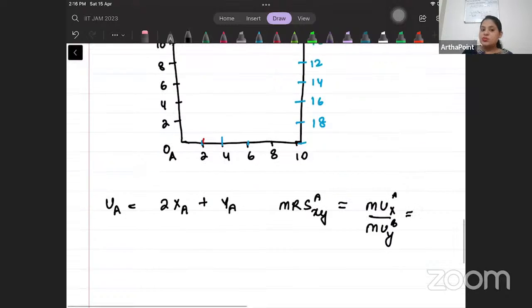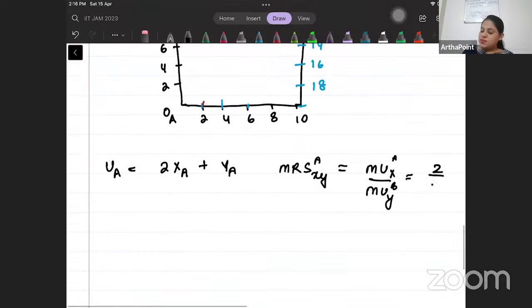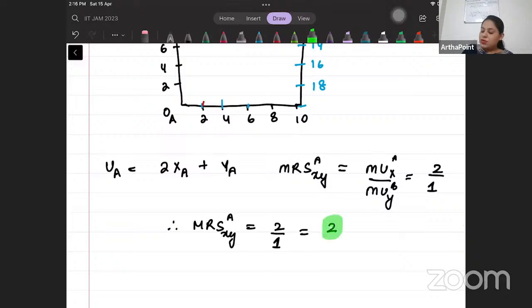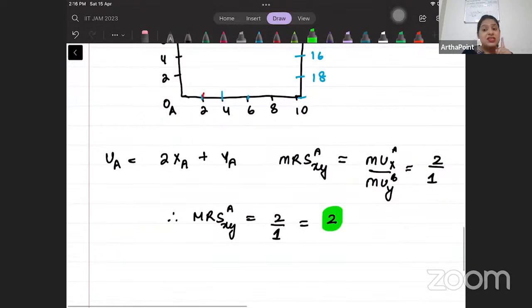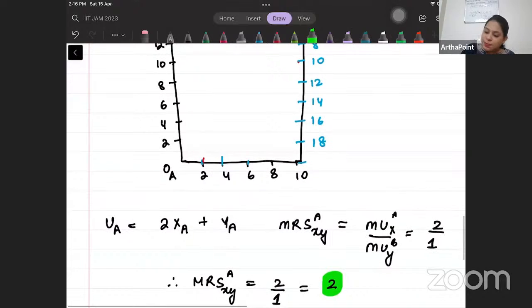If I differentiate this with respect to x, I get 2. With respect to y, I get 1. Therefore, I know that the MRS of individual A is going to be 2 by 1, which is 2. So the MRS of individual A is 2. MRS is the slope of the IC. So slope is 2. So perpendicular by base, that is 2, right? So when perpendicular is 4, base should be 2. Only then will the ratio be 2. Just think about it: if perpendicular is 4 and base is 2, then 4 by 2 is 2.